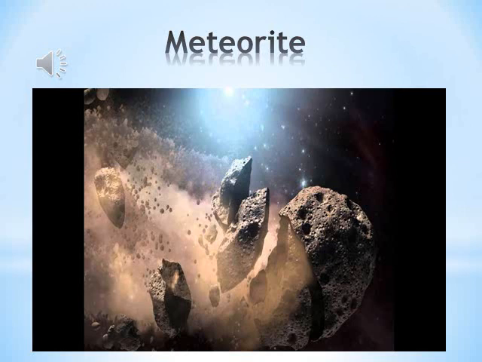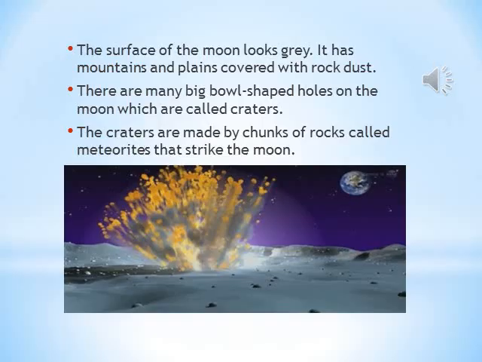Okay, are you ready to have a little recap of what we've learned so far in this video? That is the second part of lesson 1 video. Okay, let's see what you've learned. So far we've learned that the surface of the moon looks grey, and it has mountains and plains which are covered with rock dust. This dust is of course grey in color. That is why it gives the moon the greyish look.